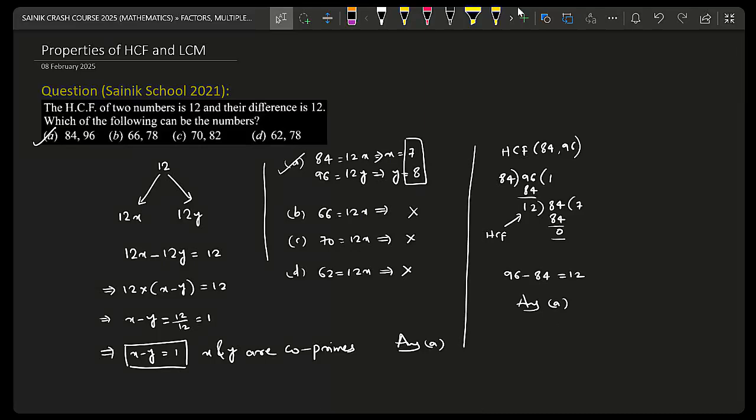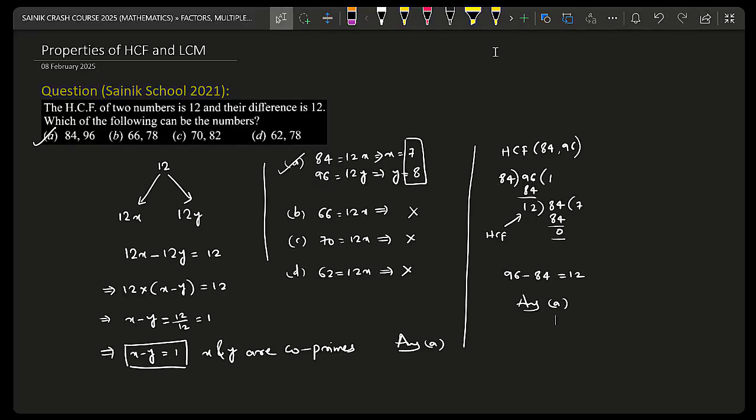Yes, Harshvardhan, do you have any doubt? Sir, can you first explain how 12 becomes 12x and 12y? The HCF of the two numbers is 12. We know the HCF of two numbers is always a factor of the numbers, right? Then 12 is a factor of the first number. That means 12 multiplied by some number will give you the first number.